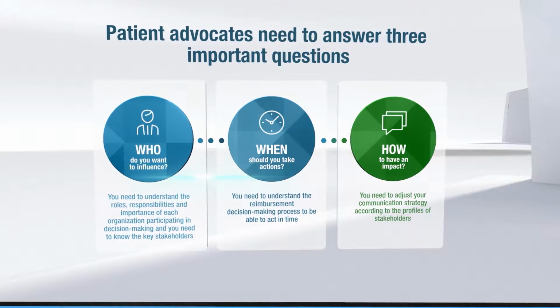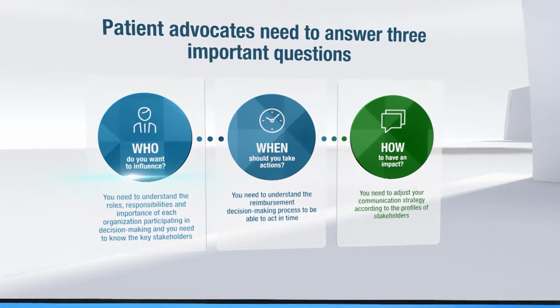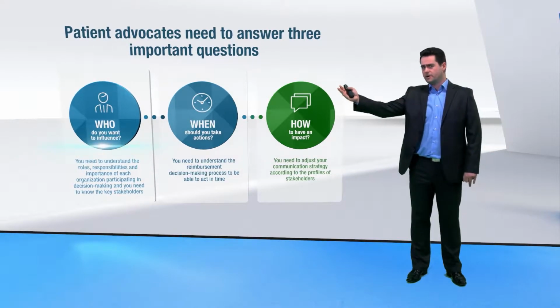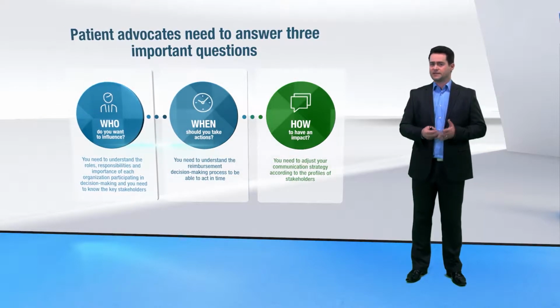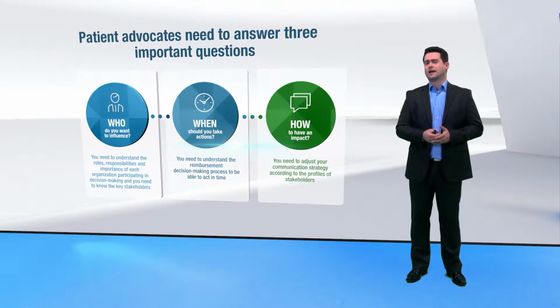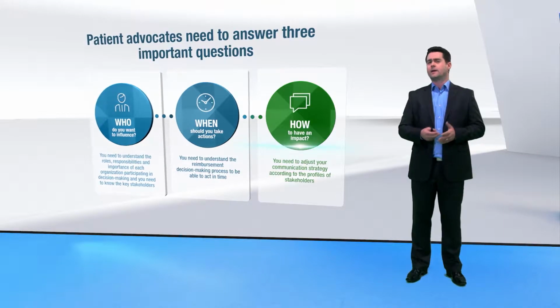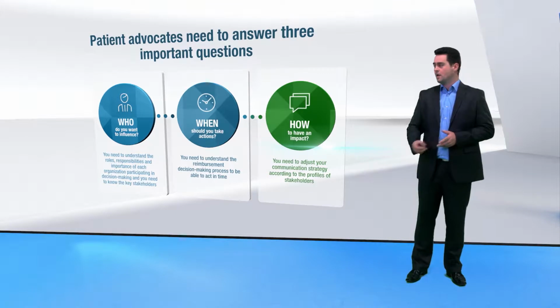In order to get most results out of advocacy activities, patient advocates need to answer 3 important questions. First, you need to know whom you want to influence. This means that you need to understand the roles, responsibilities, and importance of each organization participating in decision-making, and you need to know the key stakeholders within these organizations.